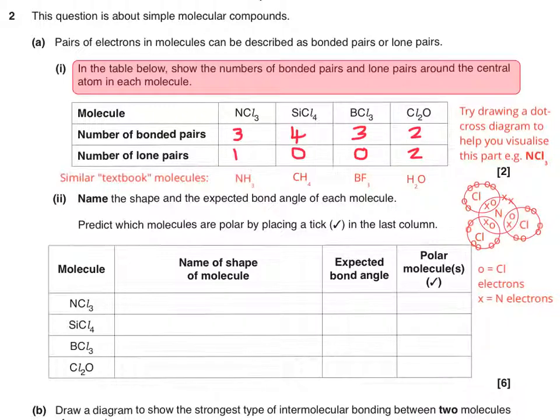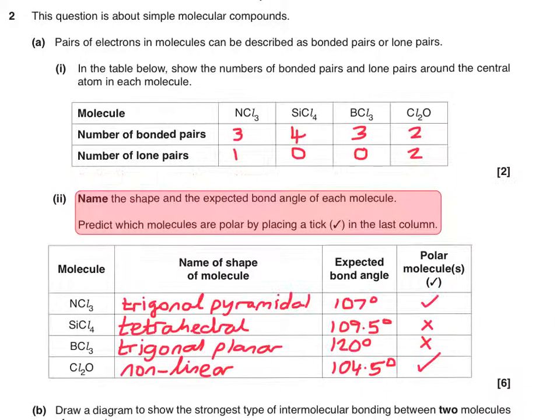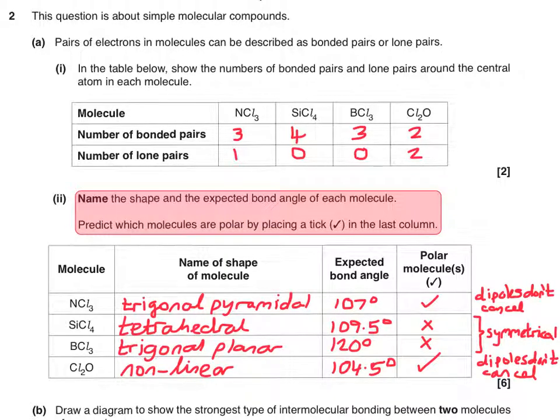So now that we're getting into it, hopefully you can start to see that the next part is simply applying these ideas to the shape, the expected bond angle, and whether it's polar or not. Okay, so that allows you to work out the shape and the expected bond angle for each one. So to work out whether they're polar or not, you need to look at whether they're symmetrical or not. So the symmetrical ones will be non-polar, and in the polar molecules, the dipoles won't cancel. So that's how you can remember each one.